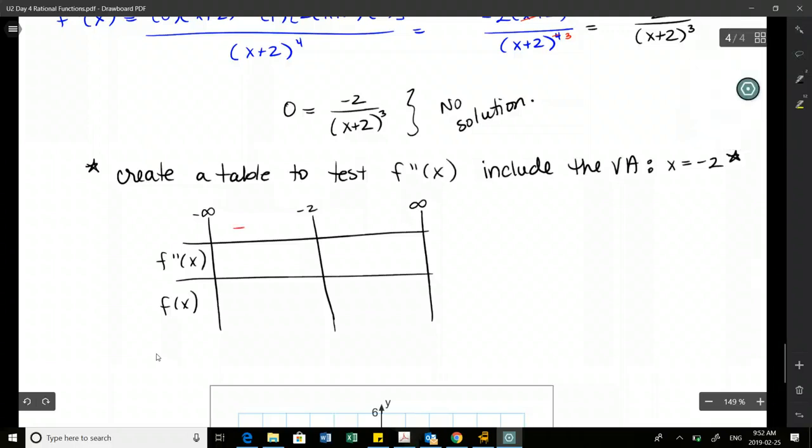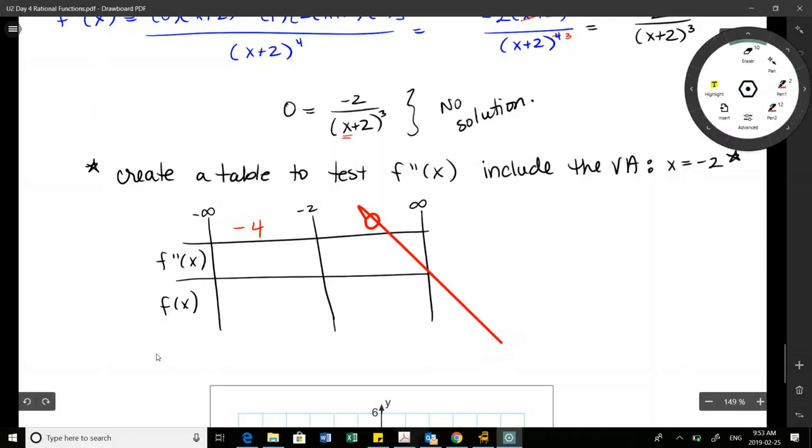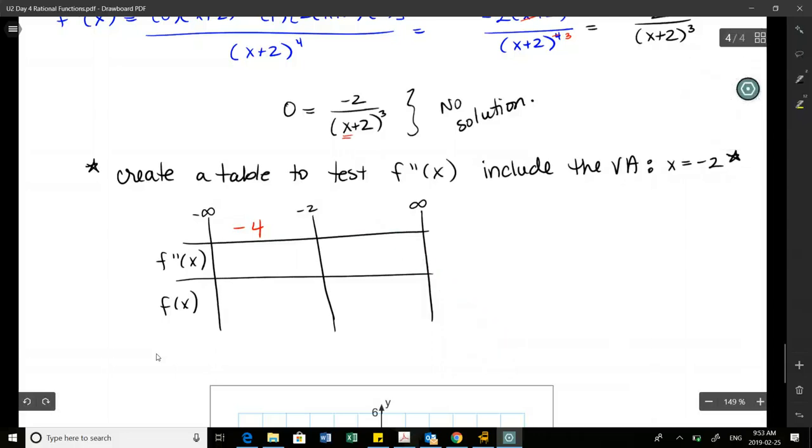Can you explain why -2 over x plus 2 cubed has no solution? Well, the only thing that I could potentially plug in here to possibly get a 0 is -2, but that doesn't give me 0. It gives me number over 0, which is undefined. That's why. Okay, so we're testing these in our second derivative.